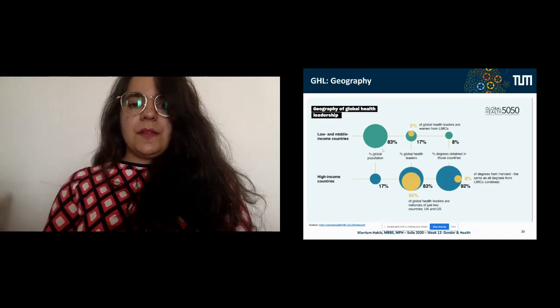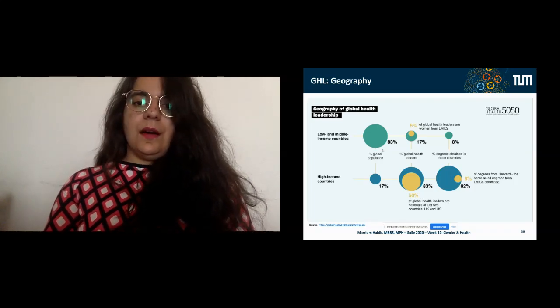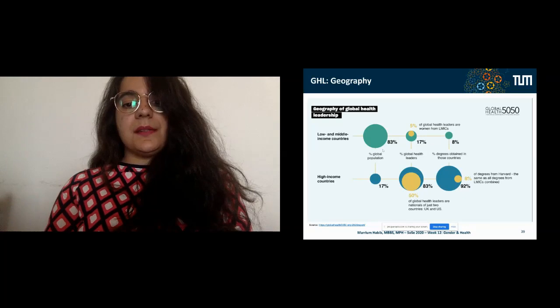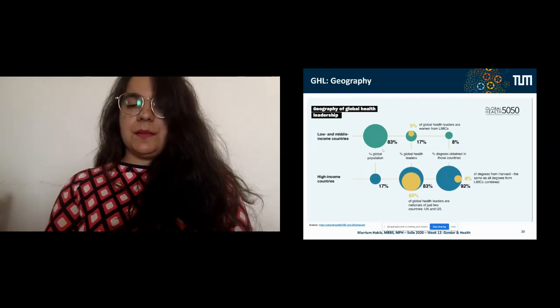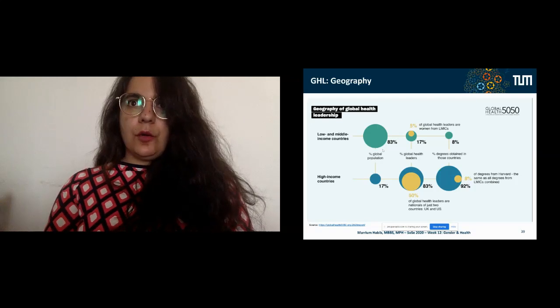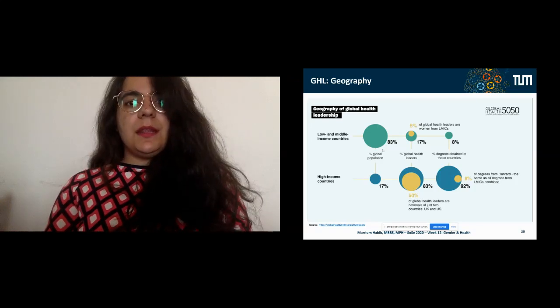Only 8% of the degrees from global health are obtained in LMICs. And this is the same as 8% of degrees from Harvard being the same as all degrees from LMICs combined, 92%. This shows how long a way we have to go in global health, especially in the most vulnerable countries and in those LMICs where most of the implementation and overhaul of the health systems needs to take place.